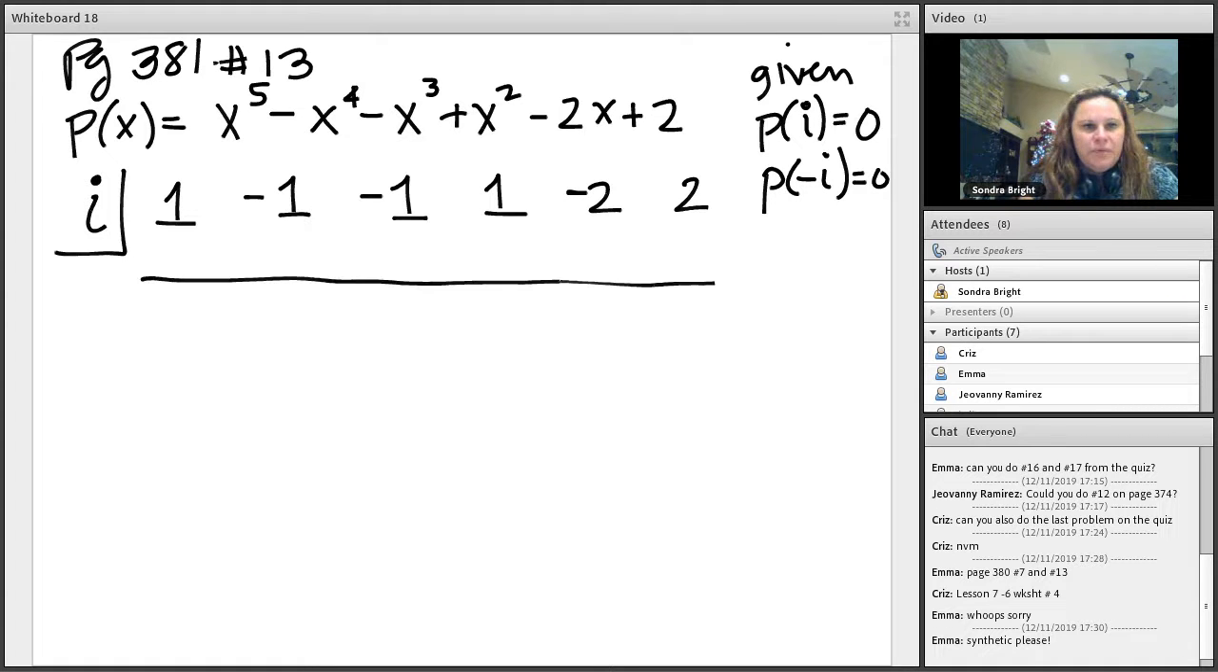Bring down the 1. 1 times i is i. This is what I mean. This first step is going to be ugly, but the second time when we do the other 0, it'll be nice. That's a negative 1 plus i.